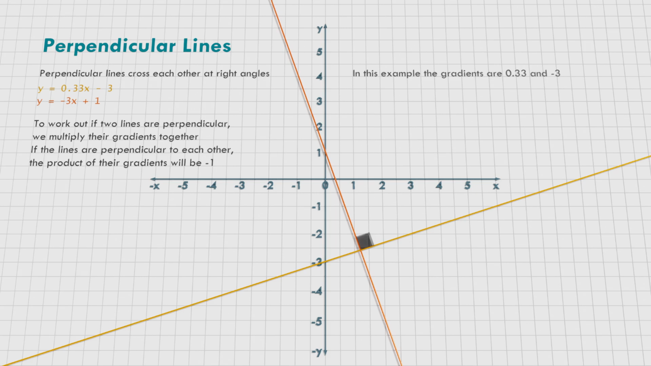In this example, the gradients are 0.33 and minus 3. 0.33 times minus 3 equals minus 1. The product is minus 1, and therefore the lines are perpendicular.